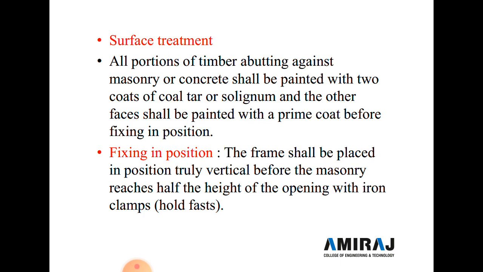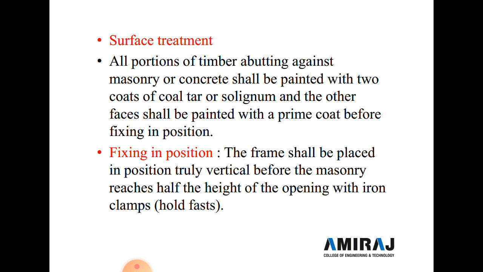Now the next specification is surface treatment. All the portion of the timber abutting against the masonry or concrete shall be painted with 2 coats of coal tar or solignum, and the other face shall be painted with a prime coat before fixing in position. Sometimes we also use bitumen on the frame as a surface treatment.